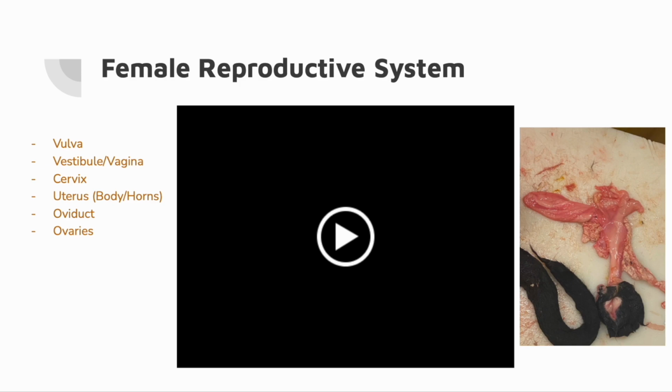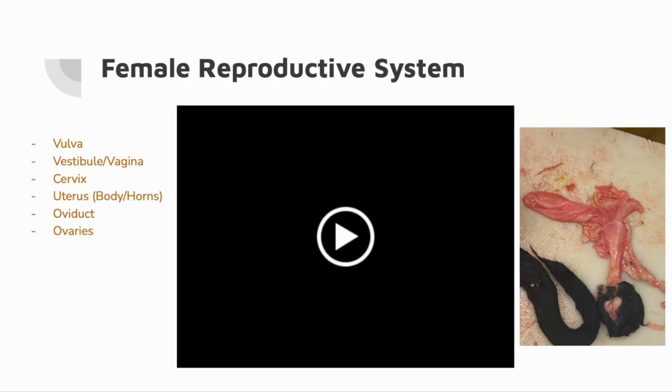The uterus is the primary site of fetal development and attachment, and it is made up of the uterine body and the uterine horns. The ratio of these structures in their size depends largely on the species. Specifically in cows, the horns tend to be a bit larger. And in cows, the uterus type is known as bicornuate.